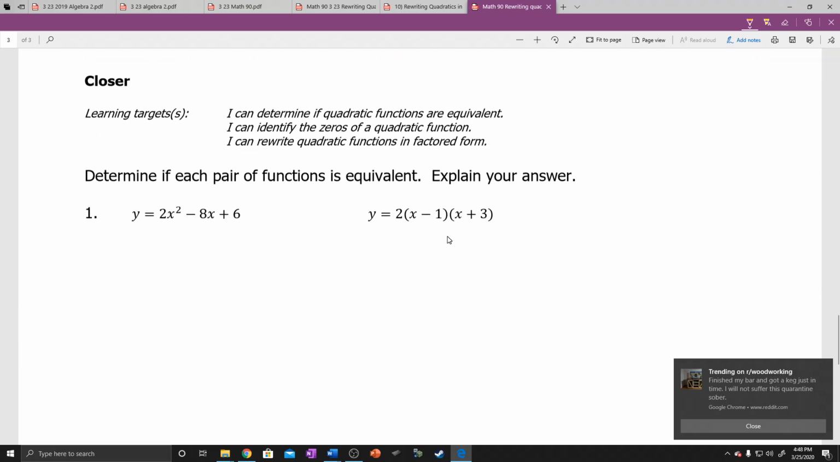I'd like you guys to try this last one. I will leave it up here, but I'm also going to post a PDF of the blank notes so you can just access it that way.